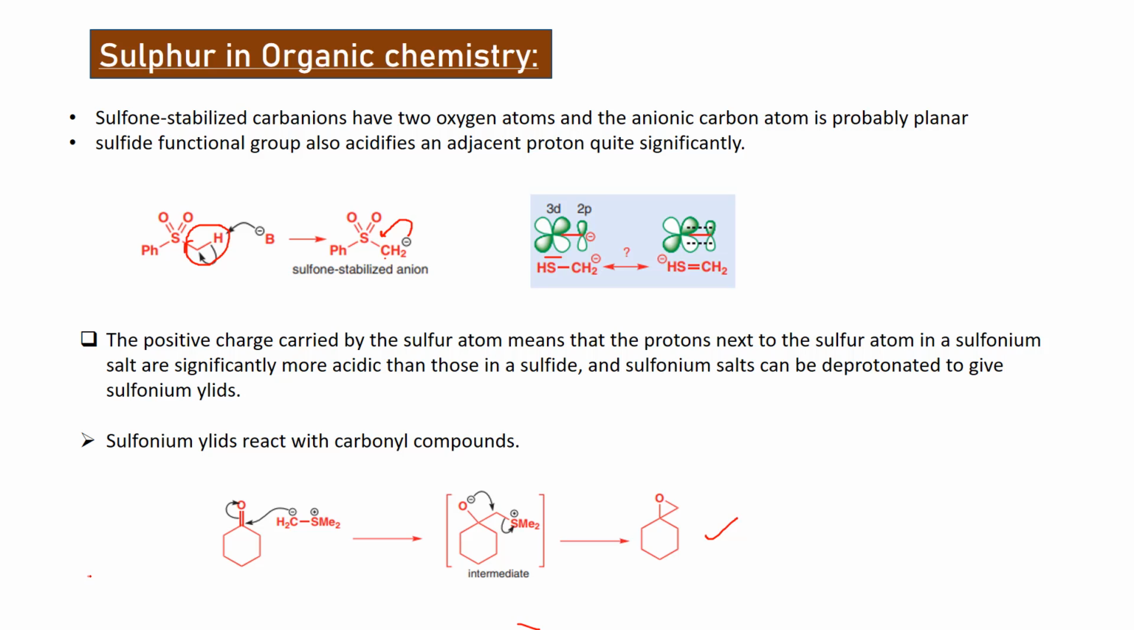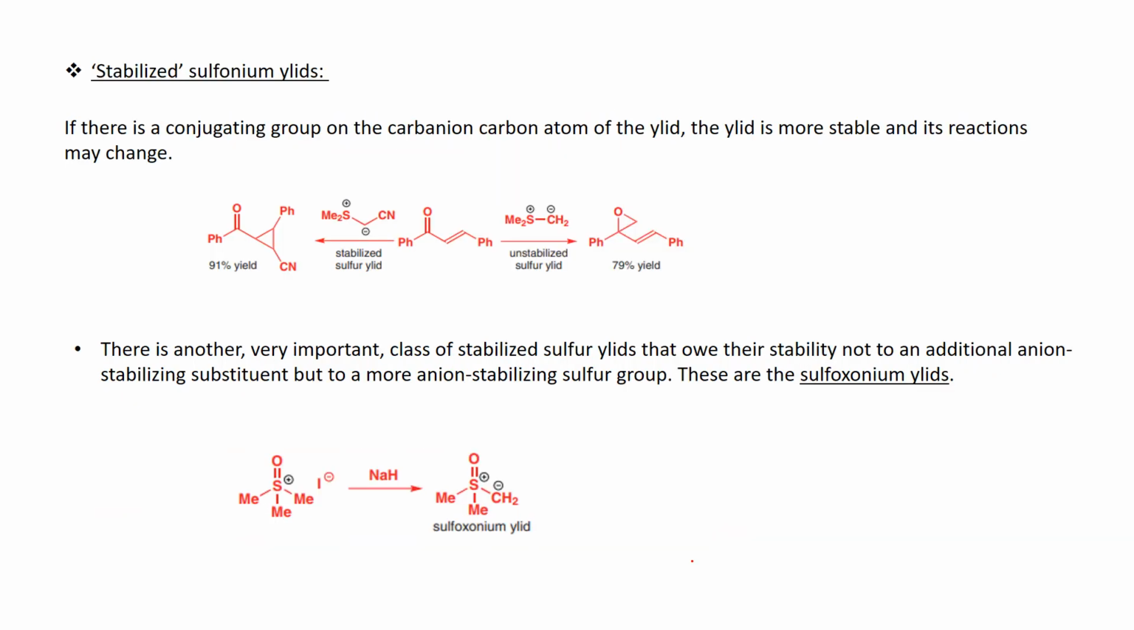mCPBA epoxidation is forming an epoxide from a double bond. Now if you want to form an epoxide from a carbonyl, in that case you have to use sulfonium ylide and you will get this type of epoxide.